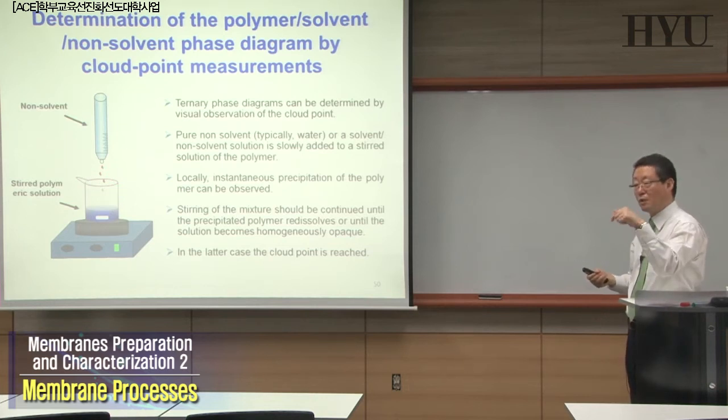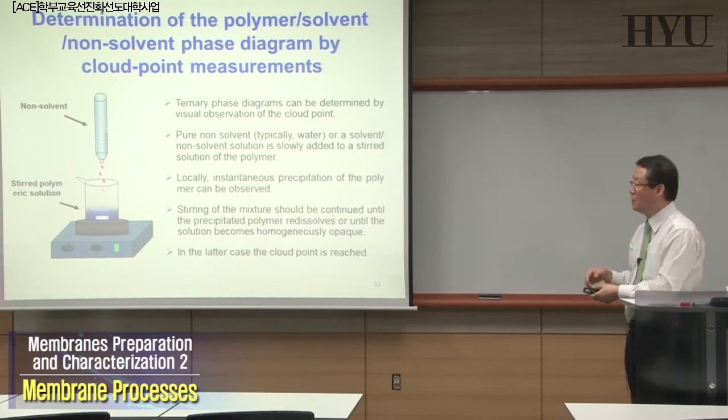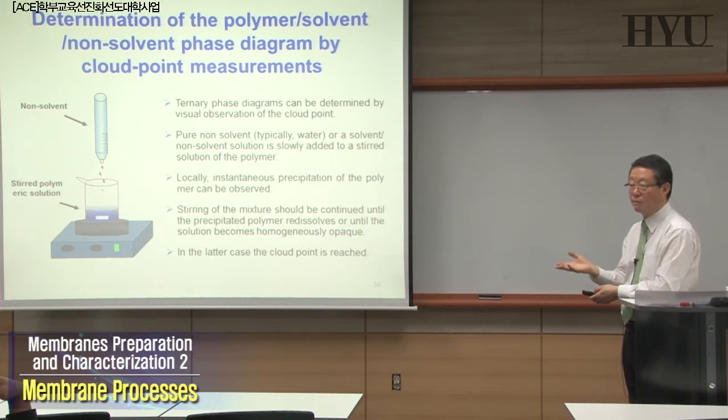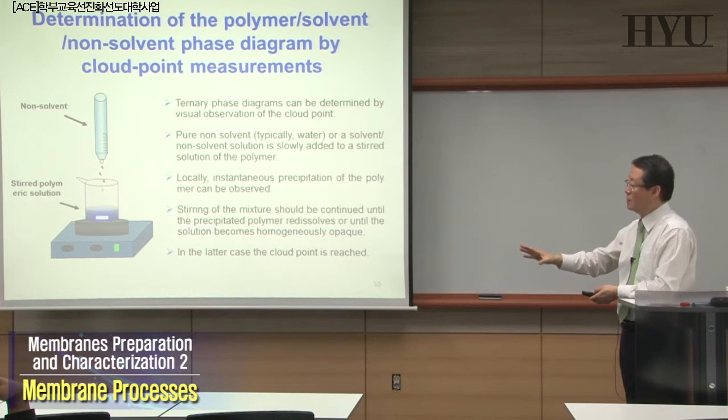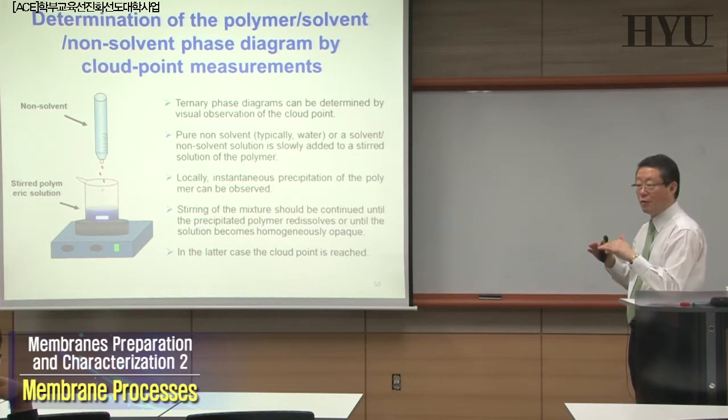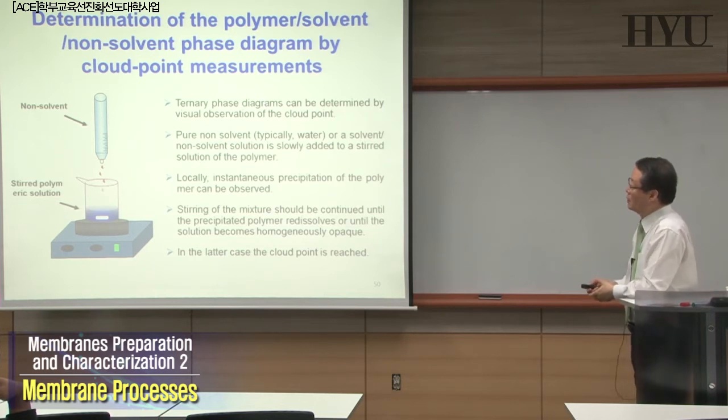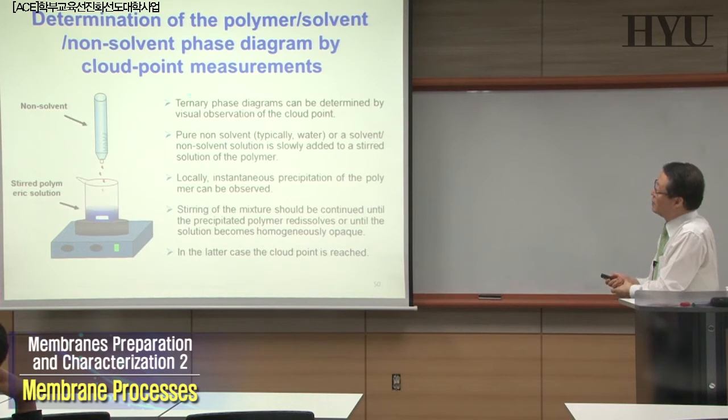Once you slowly drop the non-solvent into the polymer solution, nothing happens initially, but after some time, at some composition, you start to have precipitation. Initially, once you form a precipitate, it will disappear, but after some time it completely precipitates to form the equilibrium. That point is called the binodal point, or cloud point measurement, and you can determine the cloud points.